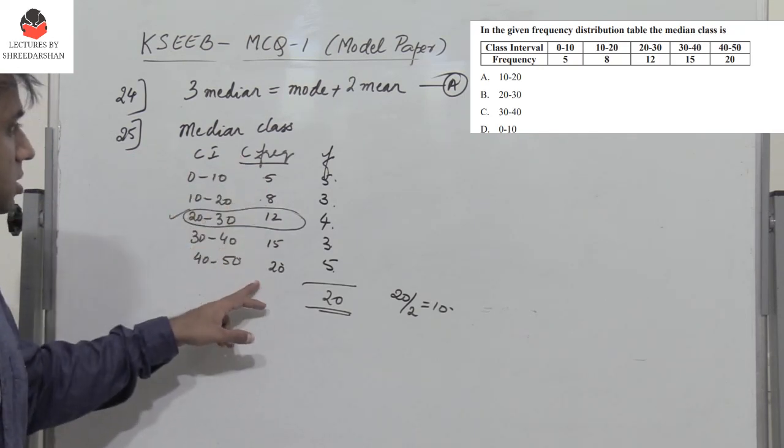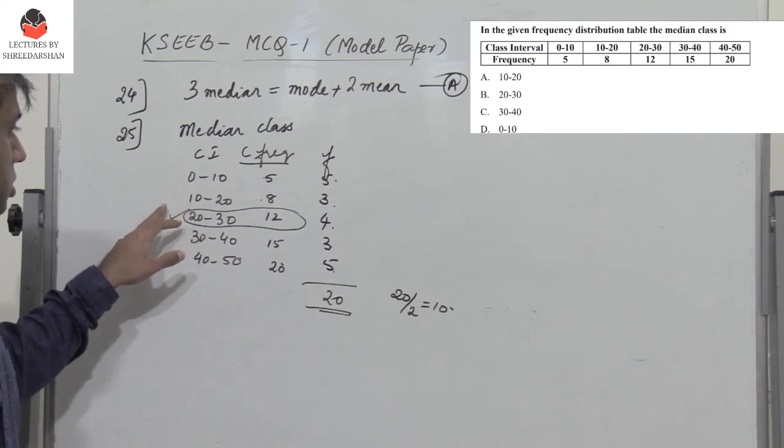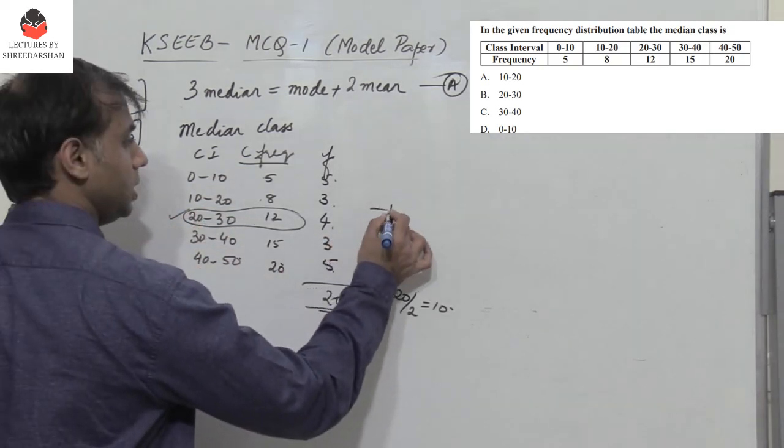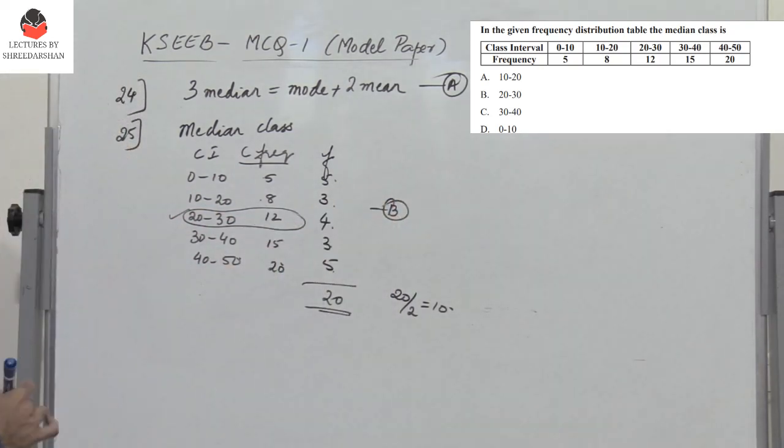If we assume that this is the cumulative frequency, then of course the class interval would be 20 is to 30, and that would correspond to B. Now let's move on with the next one.